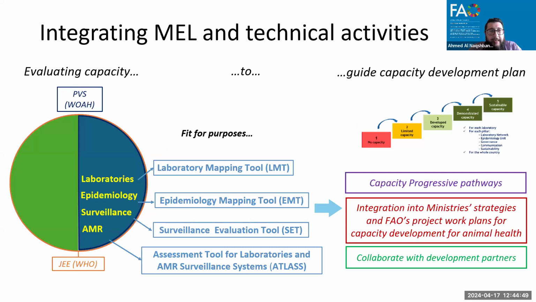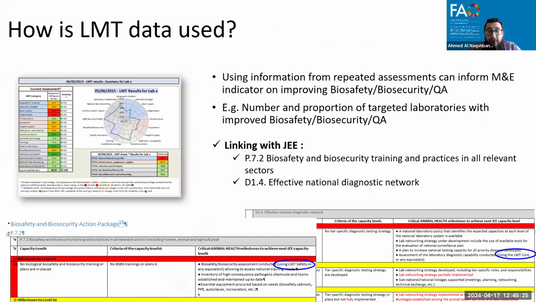Next. Okay, another lesson learned has been integrating MEL and technical activities. So we know that there are technical assessments that are done. The PVS and the JEE are two examples, but there are also more detailed assessments that projects usually plan for. And within FAO, there are a number of tools. One of these tools is the laboratory mapping tool, which essentially evaluates a lab's status in line with international standards. And this is usually used to guide capacity development planning.